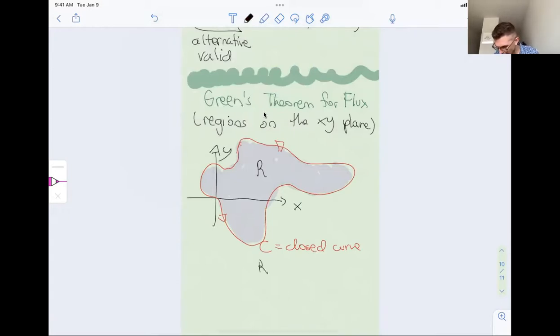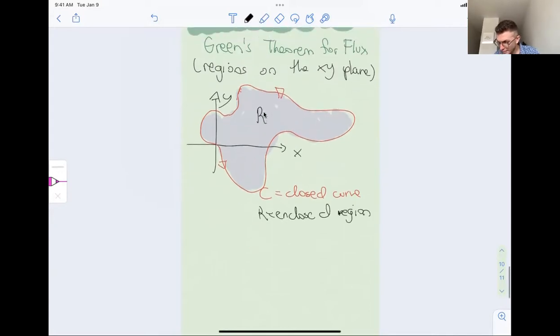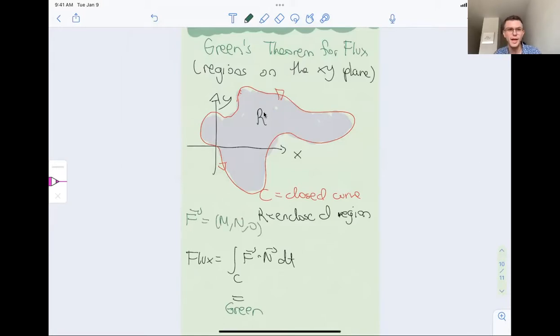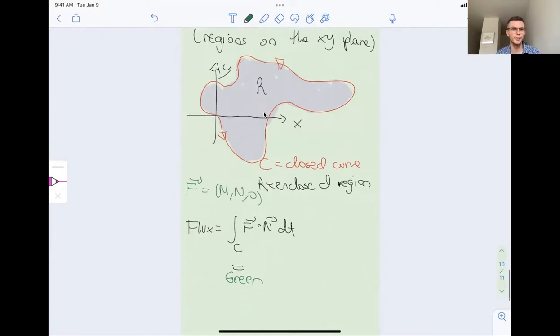So here's R, the enclosed region. What Green's theorem for flux says is that the flux, which is the dot product of F with N dt over the curve, is the same, thanks to Green. I'm going to use the same notation that I wrote before, where F has 2 components, and I'm going to call them M and N, so that it can be compared with the formula from before. What Green allows you to do is a double integral, and what you put here is a sum of partial derivatives as well.